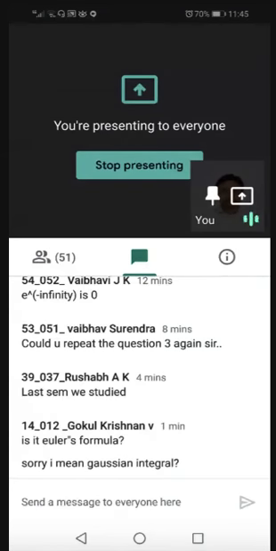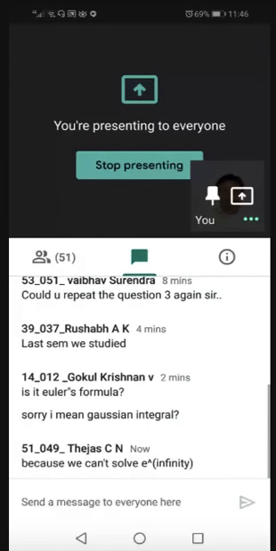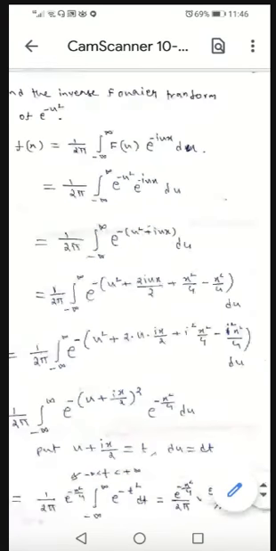Anybody? Who has done that circus? Nobody? All are sleeping? Because we can't solve e power infinity. Very good, Tejas CN. Yes, if you substitute directly after the integration, you are going to substitute plus infinity and minus infinity, so e power plus infinity will come. So you are unable to do it. That's the reason I have done all these steps.